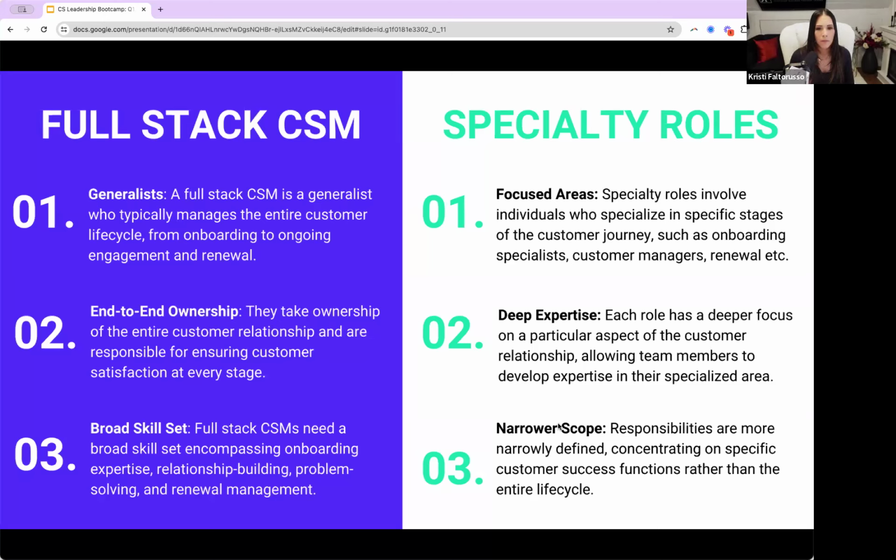And it also provides you with a narrower scope, right? Your responsibilities are super clear. Everything is defined for you, and you have focus on just that specific customer function rather than the entire life cycle. So this is what we're talking about today. We're kind of comparing these two a little bit in the beginning, and then we're going to talk about what it looks like to actually make the change to go from full stack to specialty roles.